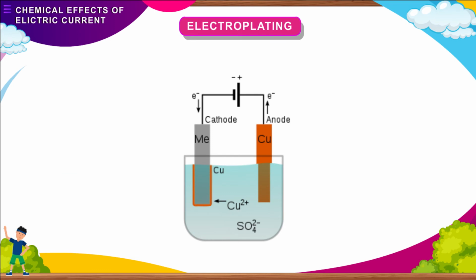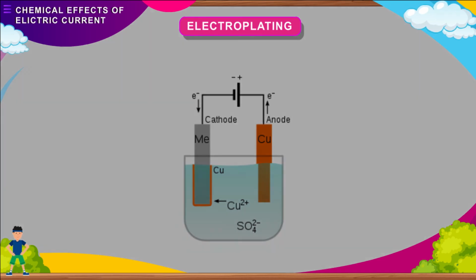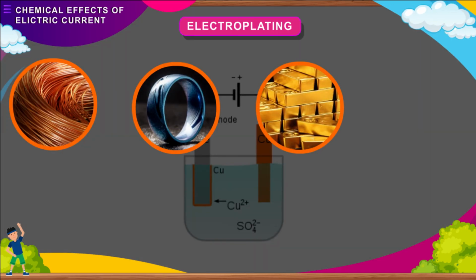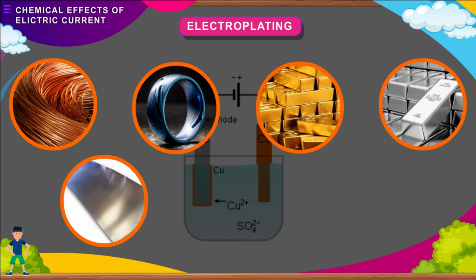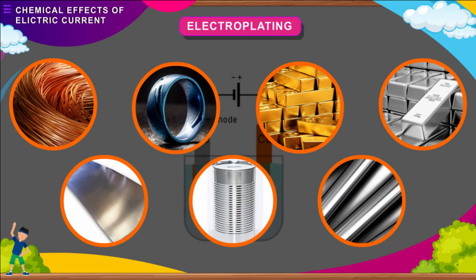Electroplating. Electroplating is the process of coating a metal with a thin layer of another metal by electrolysis to improve the metal's corrosion resistance. The metals most commonly used in plating are copper, nickel, gold, silver, zinc, tin, and chrome.